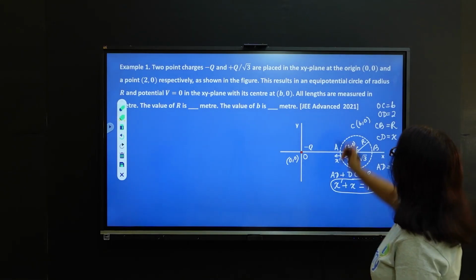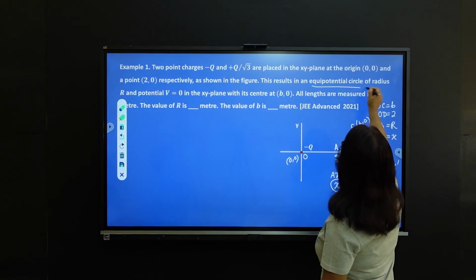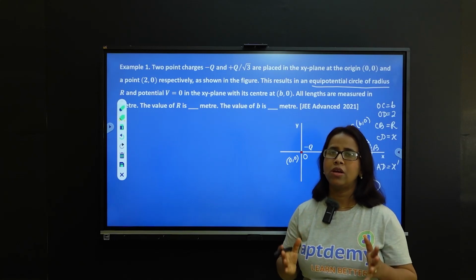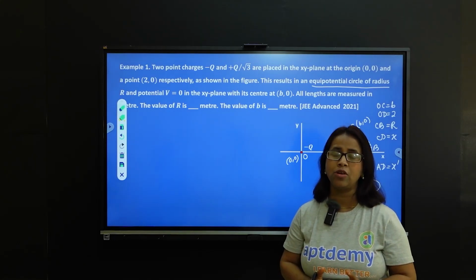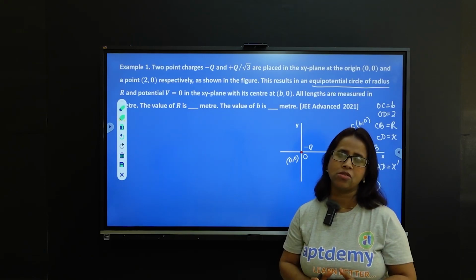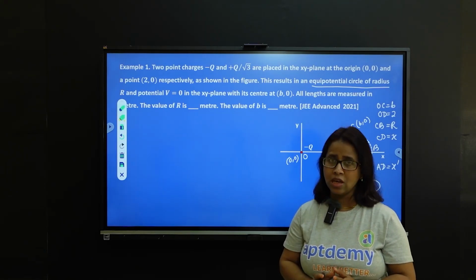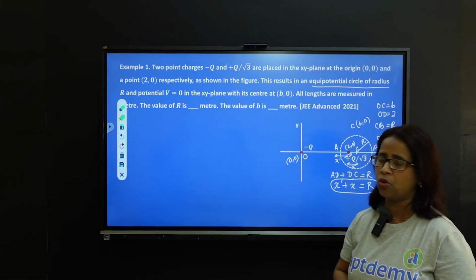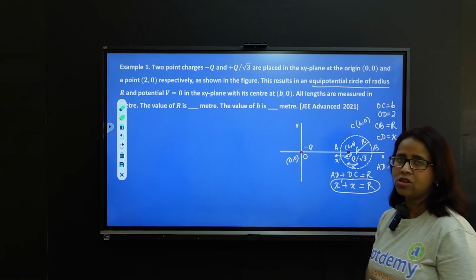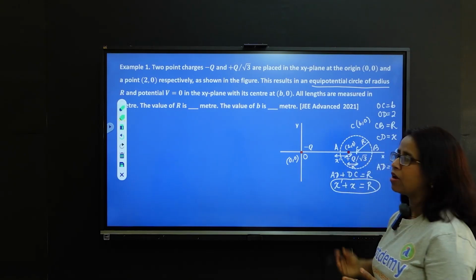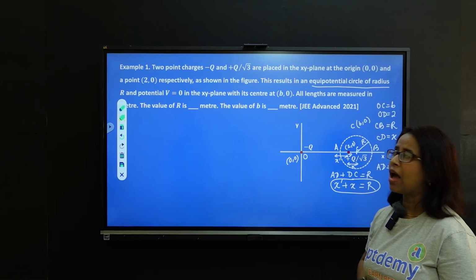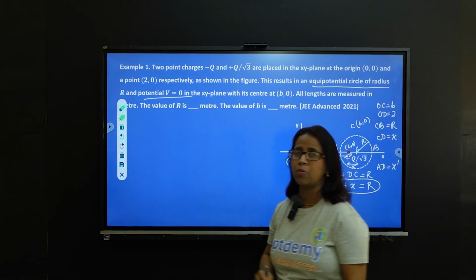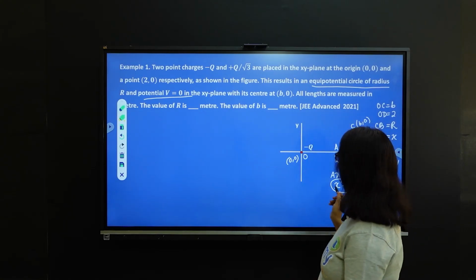Now, what we are told in the question is that the circle is equipotential. What does this mean? When we say the surface is equipotential, it means that at every point on the circle, the potential is equal, and in this case, it's equal to 0. So let us find out the potential at any two points on the equipotential surface, and it has been given in the question that the potential is equal to 0. So let's work on this.